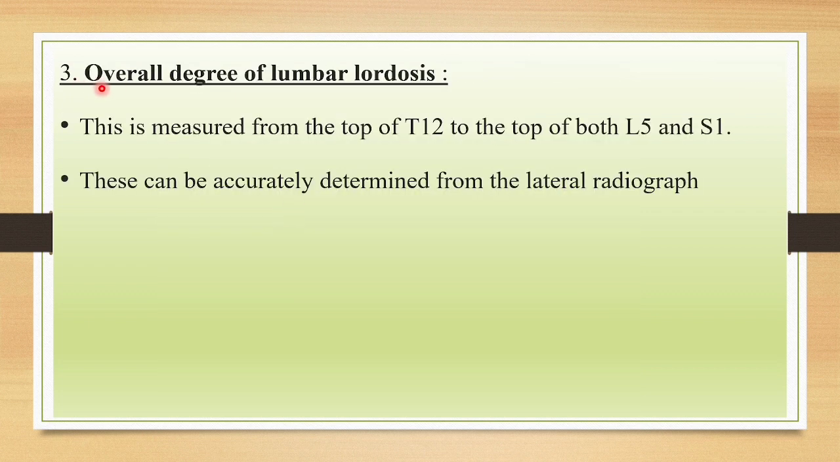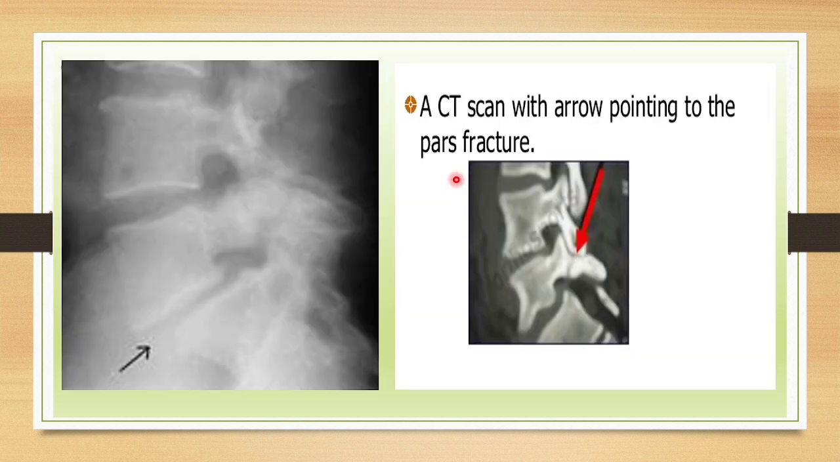So coming to the third investigative finding, that is the overall degree of lumbar lordosis. This is measured from the top of T12 to the top of L5, and S1, the lumbosacral junction. This can be accurately determined from the lateral view of your X-ray. You can also use the CT scan in order to find any fracture issues or any other findings in detail, comparing with your X-ray.